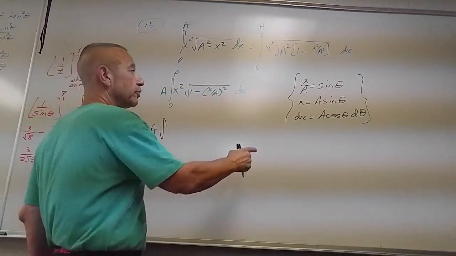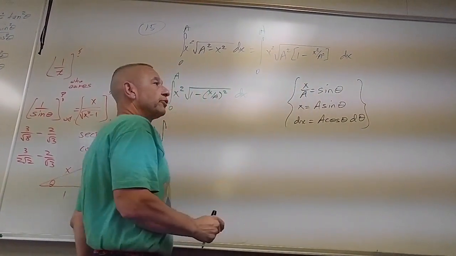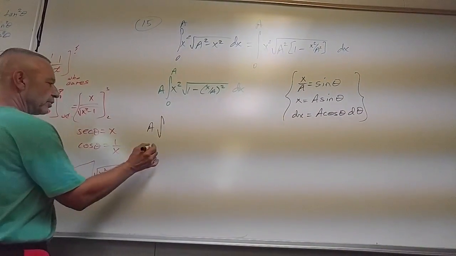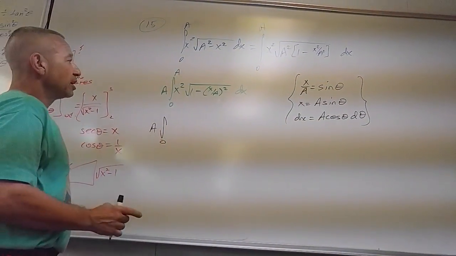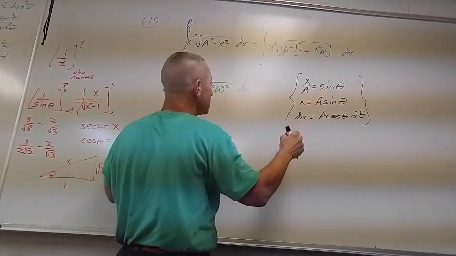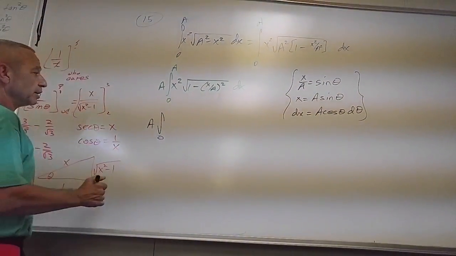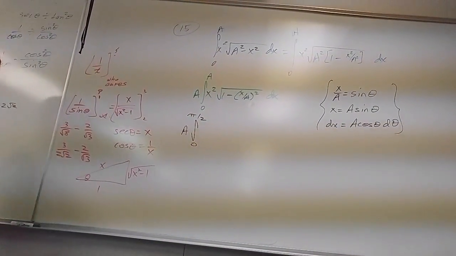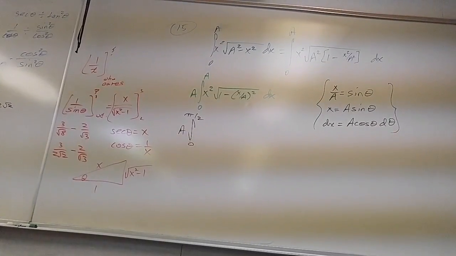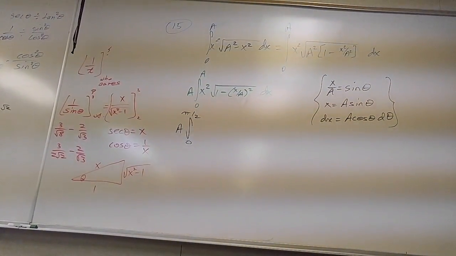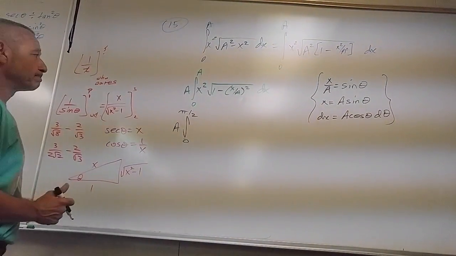Well, if x is 0, sine of what angle gives me a 0? Sine of 0 is 0. If I plug in x equal a, then we have a 1. The sine of what angle is 1? Pi over 2. So these limits of integration I'm far more comfortable giving you. I would expect you to be able to do that analysis. This one is a little bit beyond what I would expect on an exam.